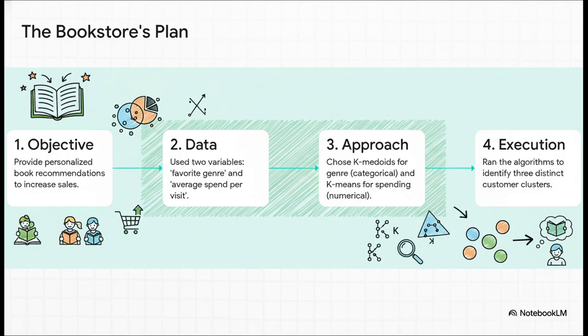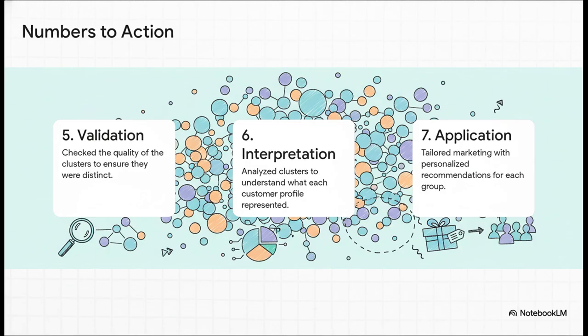Now, this is the clever part. Since genre is a category, like sci-fi or romance, and spend is a number, they used two different methods that were perfect for each data type. Then they hit go on the algorithms, telling them to find three distinct groups. But here's the thing. Just running the analysis is only the beginning. The really crucial work came next. They had to validate the results, to make sure the groups were actually meaningful and not just random.